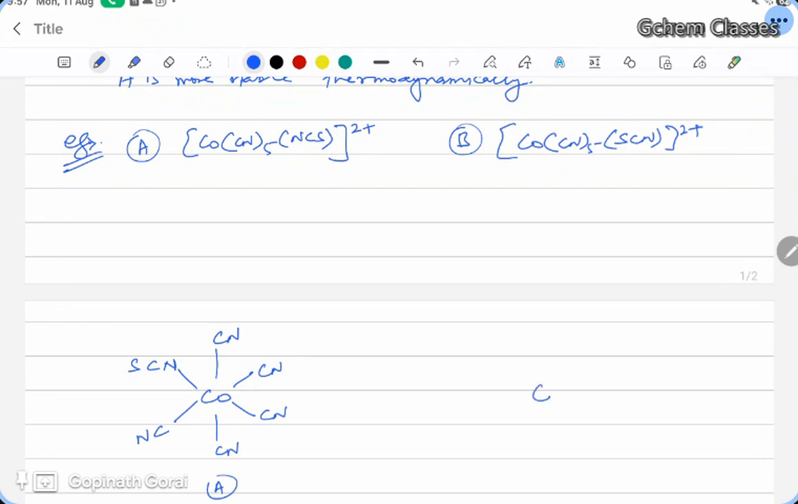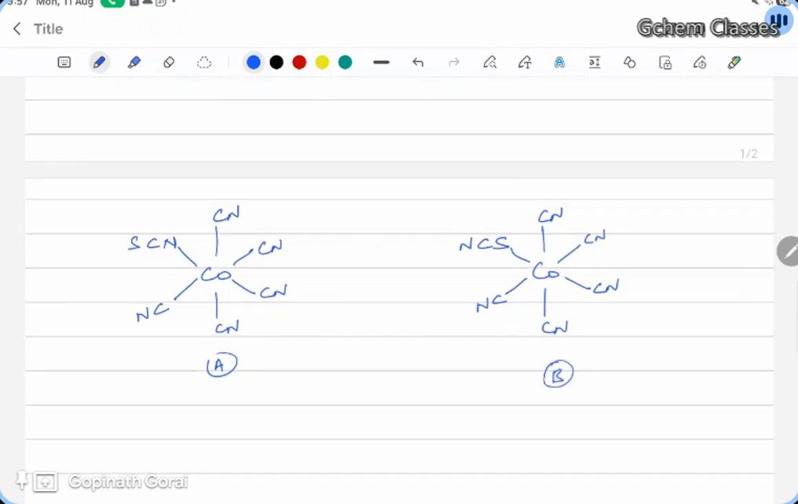Now we have B. So cobalt 1, 2, 3, 4, 5, 6. Now we have 5 cyano 1, 2, 3, 4, 5, and 1 SCN, right? Now you just see this is molecule B. Now you have to find out which one is showing symbiosis, which one is showing anti-symbiosis, which one is having hard-hard interaction, which one is having hard-soft interaction or soft-soft interaction. Anything you can find out. Now it is an octahedral molecule. So in this compound, you have to find whether it is showing hard-hard or soft-soft. If it is showing soft-soft, then it is thermodynamically more stable. If it is showing hard-hard, then also it is more stable, right?